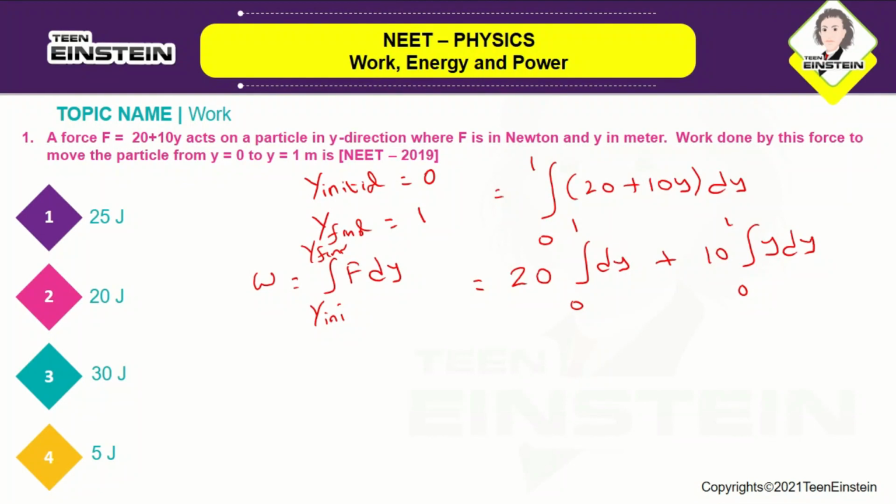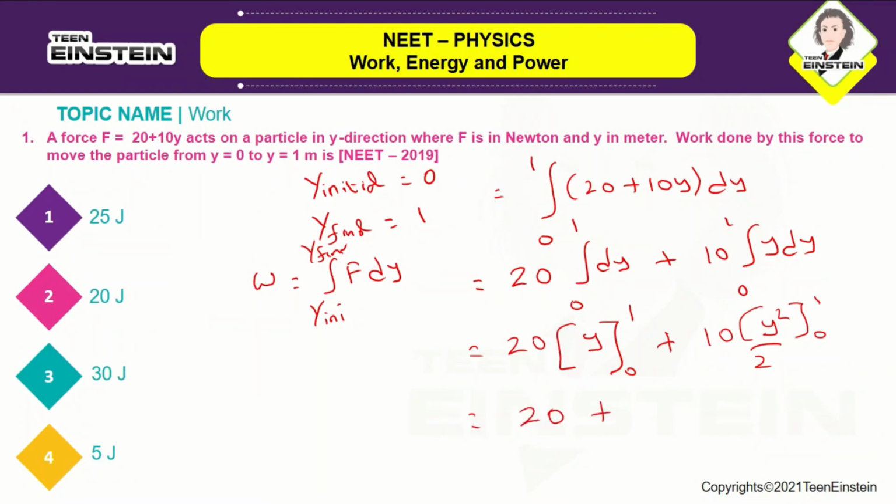If you integrate this, you will get 20 y between 0 and 1, plus, the integral of y is y square by 2, where you apply the limits. So this will become 20, and this will also become 1, so it will be 10 by 2, which is 5. So the answer will be 25 joules. The correct option is option number 1, 25 joules.